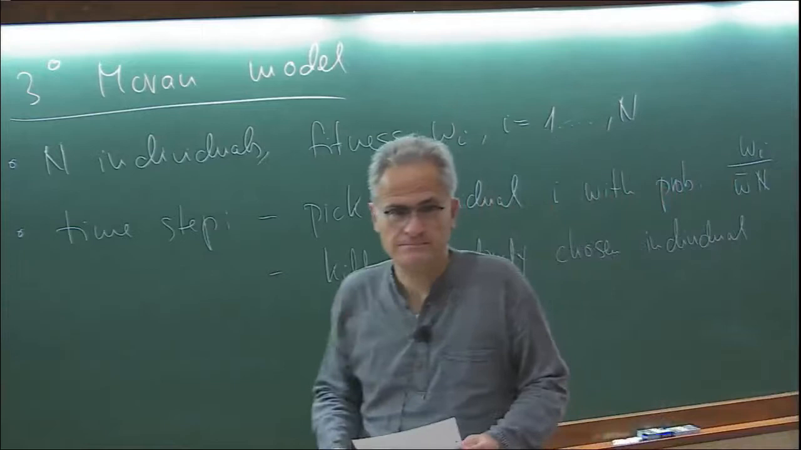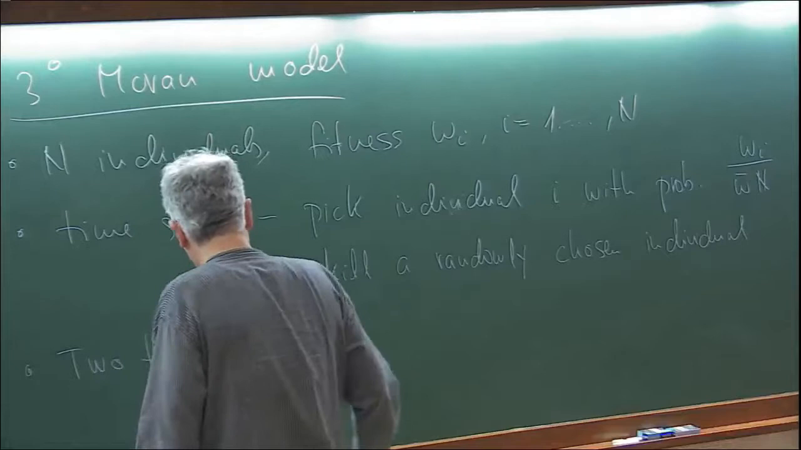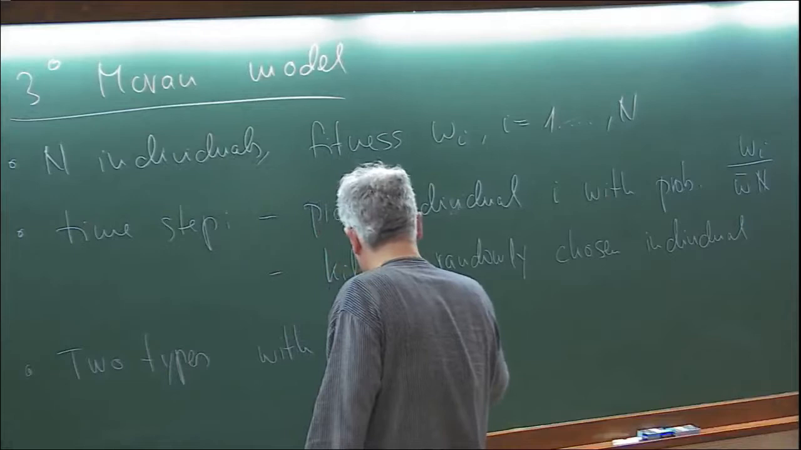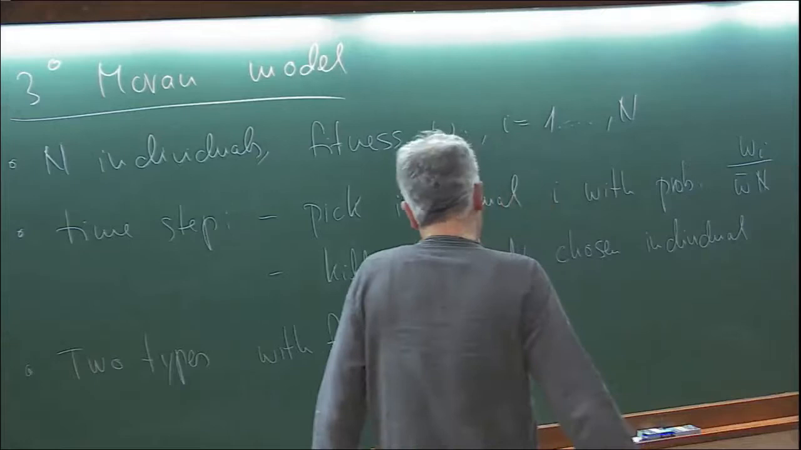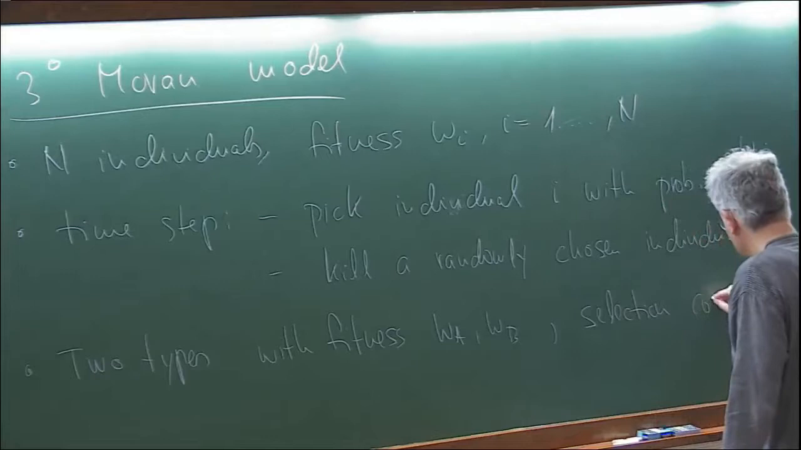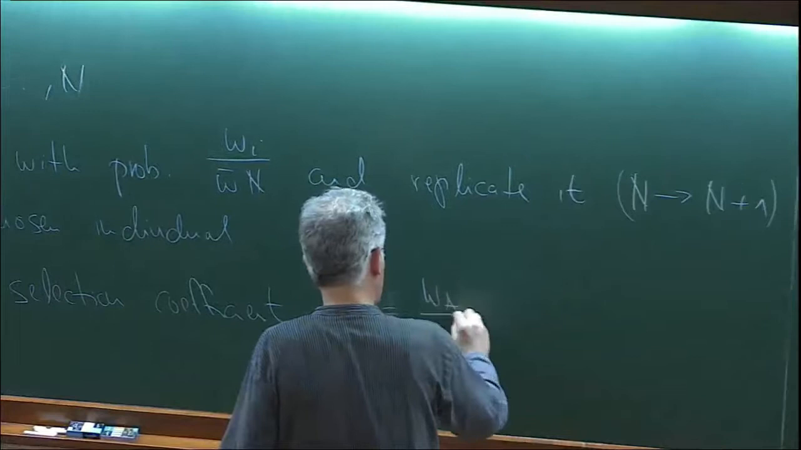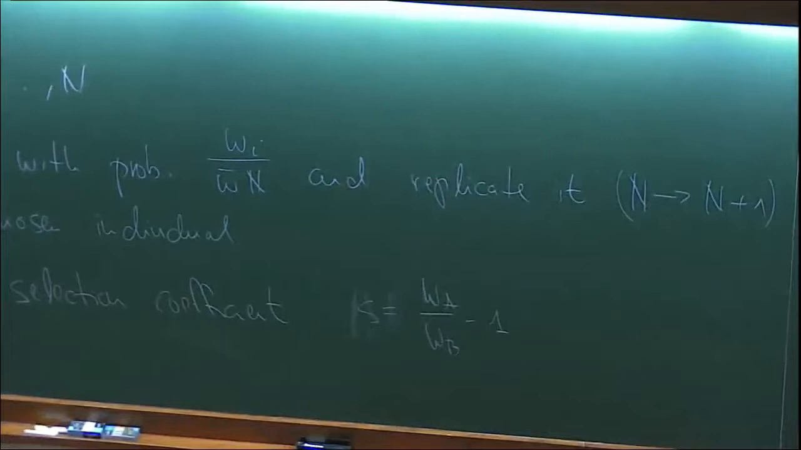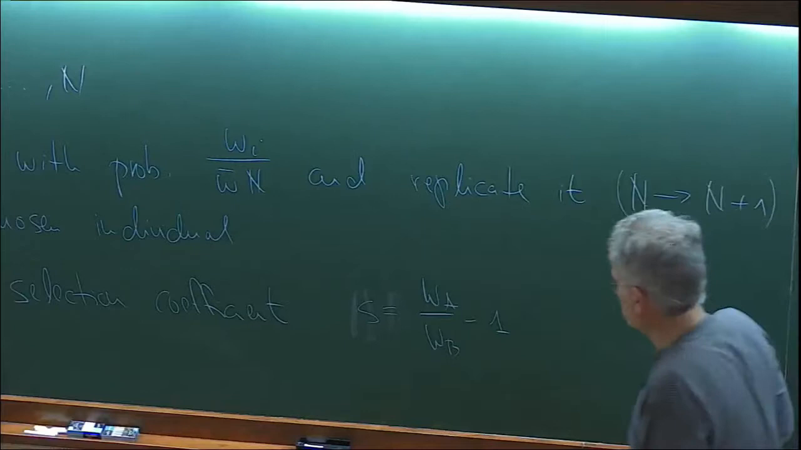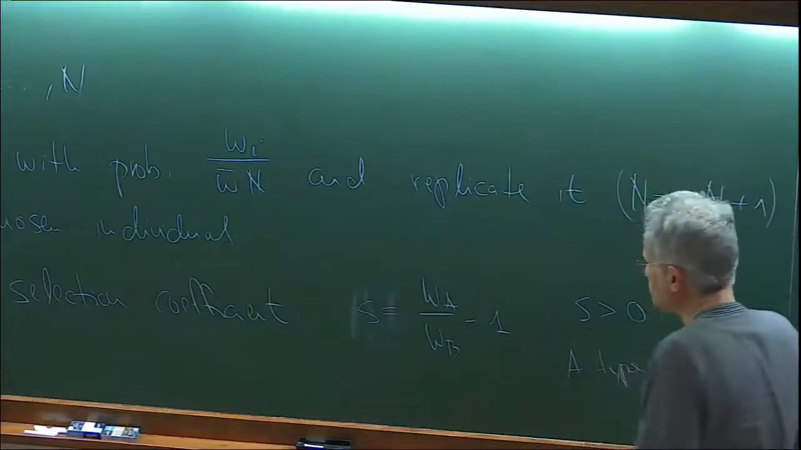And again, we want to specialize this to two types, with fitness WA and WB. I will introduce the so-called selection coefficient in this context, defined as S. There are many ways of doing this, but one way that is useful here is to say S is WA over WB minus one. So when WA is greater than WB, S positive means that the A type is favored, or fitter. In principle, the analysis will work for positive or negative S.